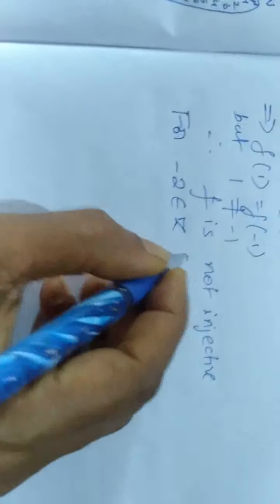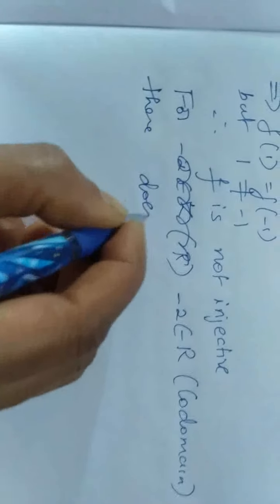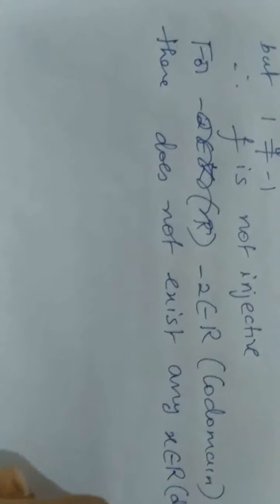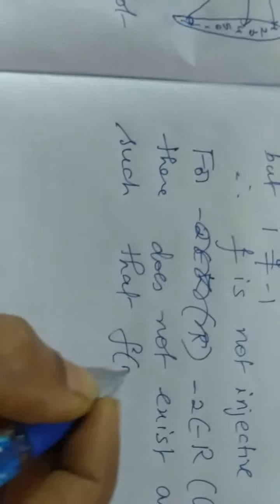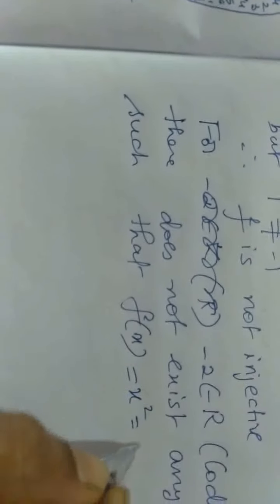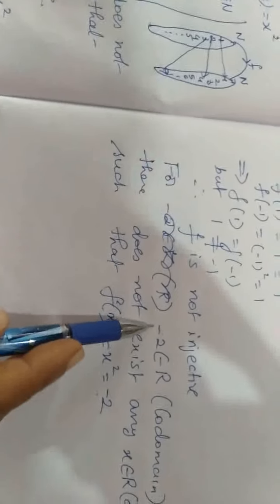For minus 2 belongs to Z, your codomain, not Z, sorry, R. For minus 2 belongs to R, codomain, there does not exist any x belongs to R, your domain, such that f of x is equal to x square is equal to minus 2. Means negative numbers are not the image. You can take minus 3, minus 4, minus half, minus 3 by 4, like that.